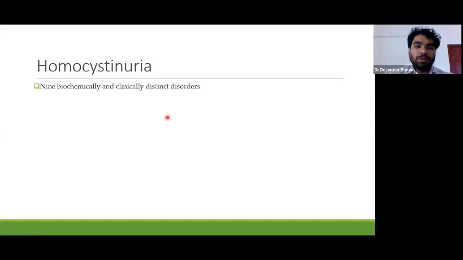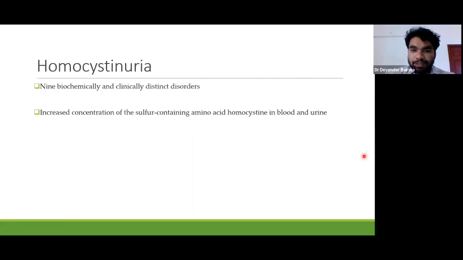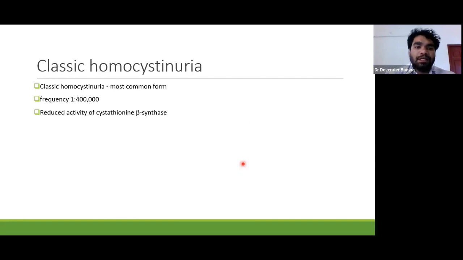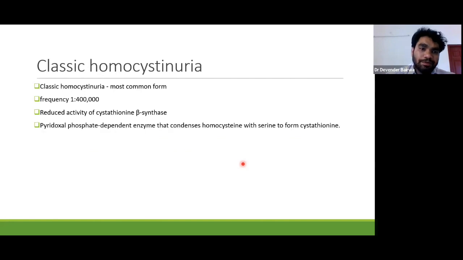Okay, so homocystinurias are 9 biochemically and clinically distinct disorders. There is increased concentration of the sulfur-containing amino acid homocysteine in the blood and urine. Now coming to classic homocystinuria, it is the most common form and frequency is 1 in 4 lakh persons. There is reduced activity of cystathionine beta synthase, because of that there is increased homocysteine level. This enzyme is pyridoxal phosphate dependent, vitamin B6 dependent, and it condenses homocysteine with serine to form cystathionine.